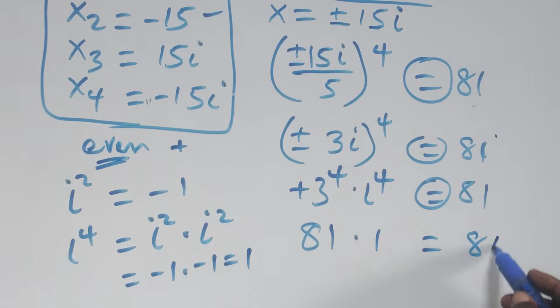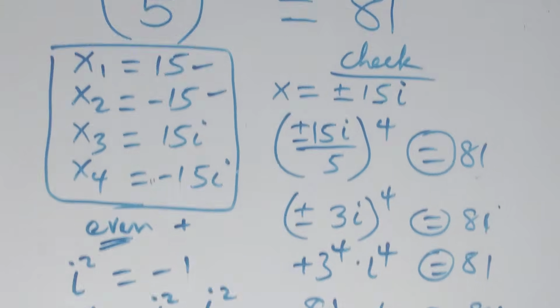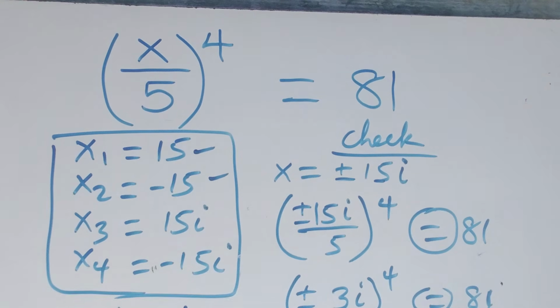Is it equal to 81? And 81 times 1 equals 81. Left hand side equals the right hand side. And therefore, these two complex solutions also satisfy this given problem.